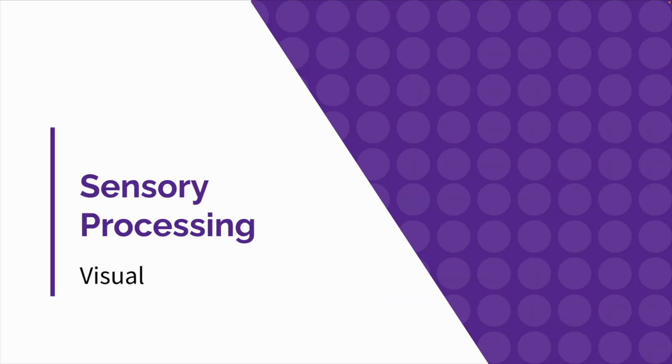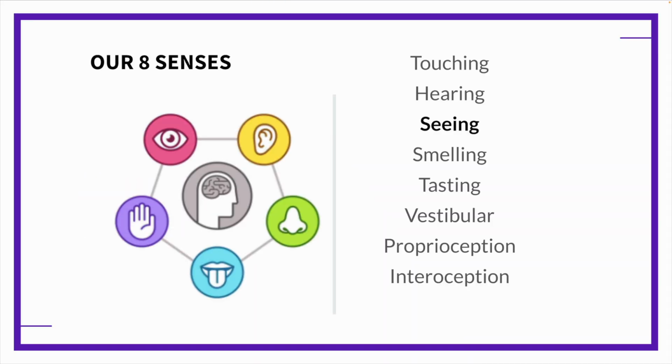Today we're going to focus on the visual sensory system and how differences in visual processing can affect learning, attention, and behavior. As a reminder, we have 8 senses: touching, hearing, seeing, smelling, tasting, vestibular, proprioception, and interoception. Today's focus is on the visual system, how the brain processes what we see.